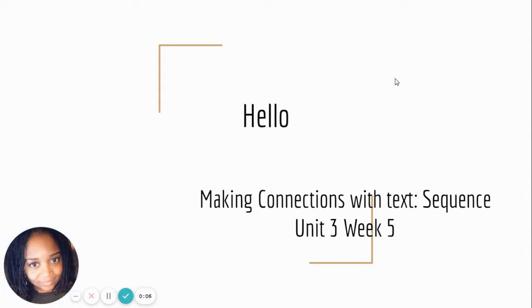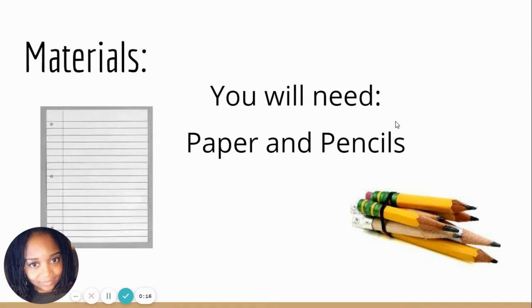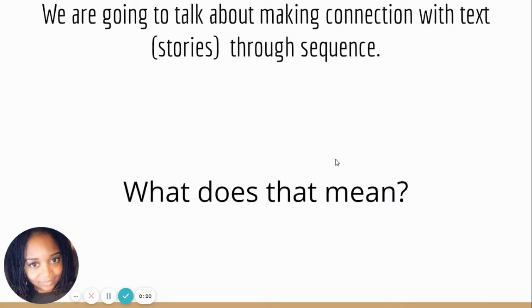It's Miss Hannah, and we're going to be working on making connections with text under comprehension, and we're going to talk about sequence. We're in Unit 3, Week 5. So you will need paper and pencils. So we are going to talk about making connections with text. Another word for text is stories, just in case you were confused. So think about text and stories. Those are the same things. We're going to do that through sequence.